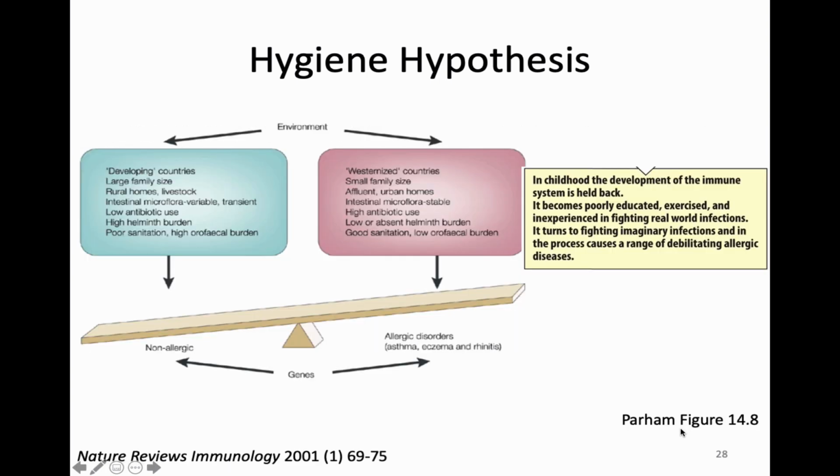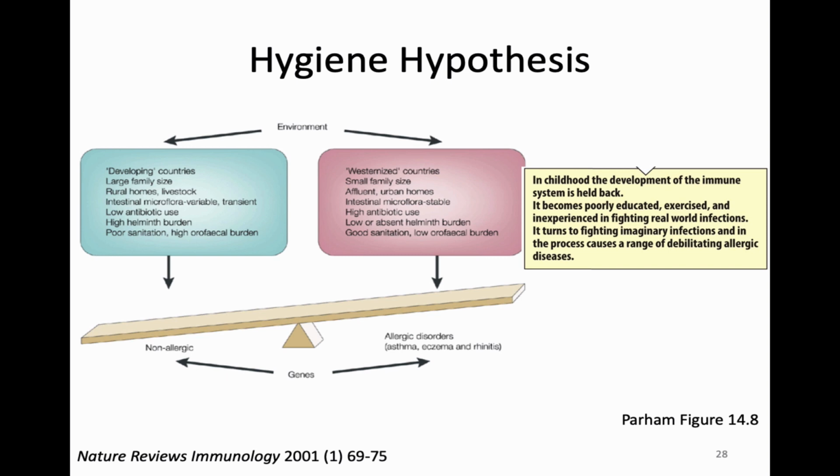And much of these data come from epidemiological sources. You can see that the concept is shown on the right: in childhood, the development of the immune system, because of the lack of Th2 pathogens, is held back, and so we see this fight of imaginary Th2 infections and this range of allergic diseases. And we do see good epidemiological evidence that people in westernized countries tend to have more allergy, like asthma, eczema, and other types of allergic diseases, while people in developing countries have less allergies.